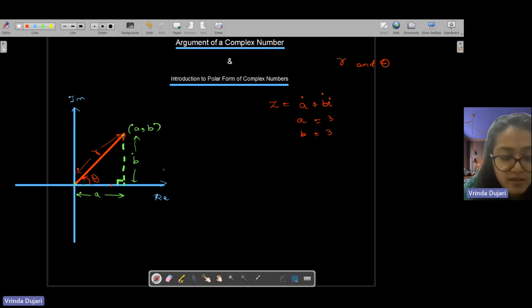Now, if you look at this, this is the right triangle. What is the value of sine theta in this triangle? Sine theta is given by opposite over hypotenuse. So this is nothing but b over r. And what will be the value of cos theta? Cos theta is given by base over hypotenuse. So it's nothing but a over r.